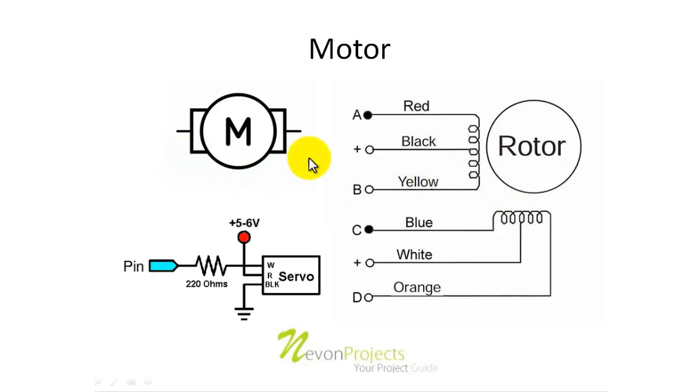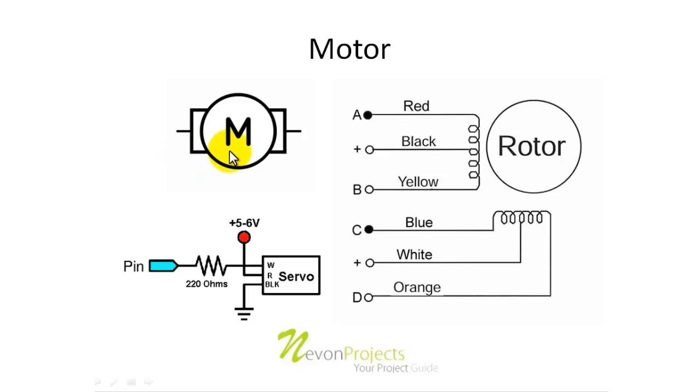First we'll talk about the DC motor. The DC motor can be connected either way. That means the polarity can be from positive to negative over here, or from positive to negative from here to here. That means this motor can run in both directions.